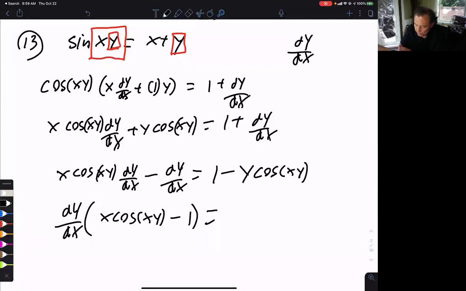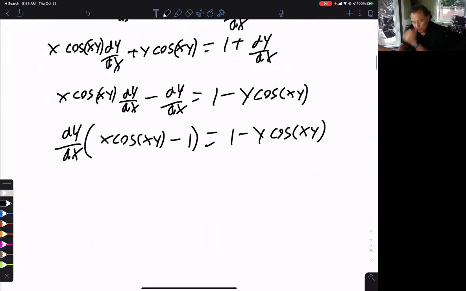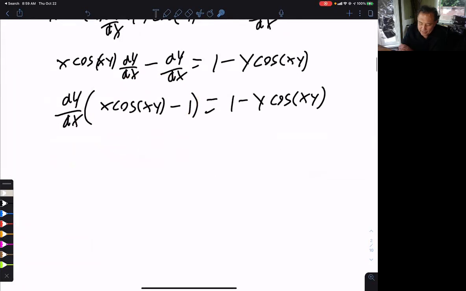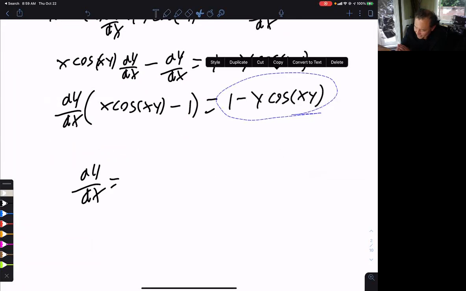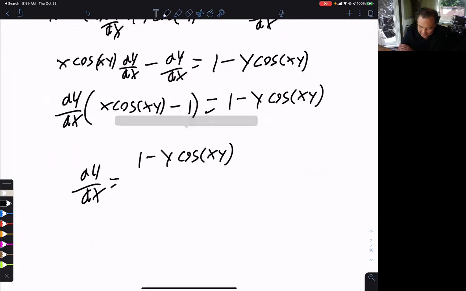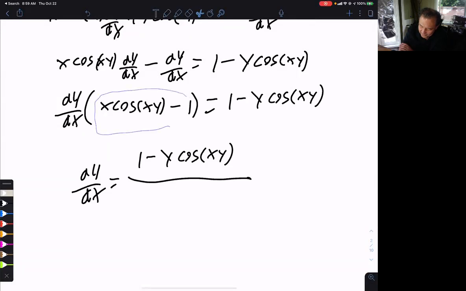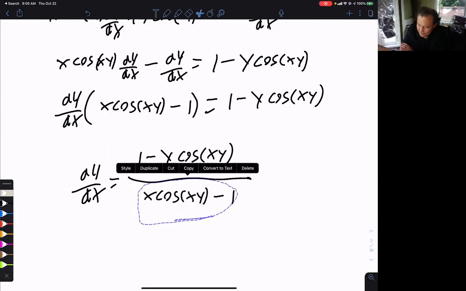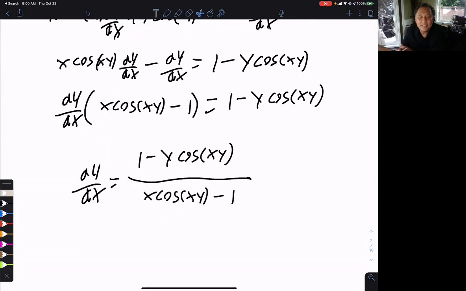And I'm going to use the power of digital to do the final step. To get this by itself, I have to divide by that. So I'm going to divide both sides by that. Watch this. dy dx is, watch this. This is so cool. Copy, paste. Watch this. Copy, paste. Bam-o.